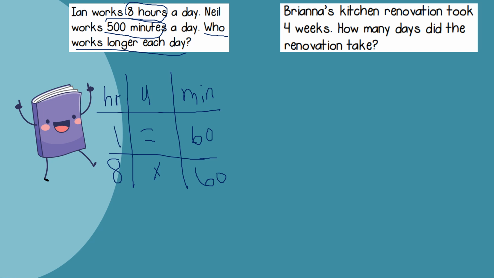So 8 times 60. All right, so again, I've got a 0, so I can save myself some hard work. Focus on what's not 0. 8 times 6 is 48. And then I put my 0. So Ian works, we just converted his 8 hours into what? 480 minutes. So now let's reread the question. I'm going to scratch out 8 hours because we changed it. So Ian works 480 minutes a day.